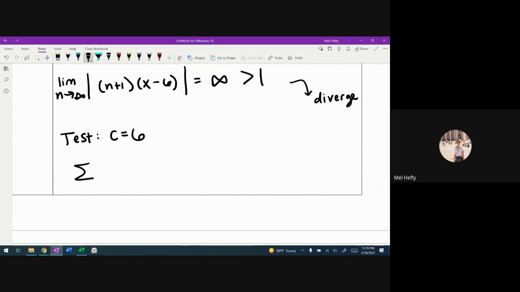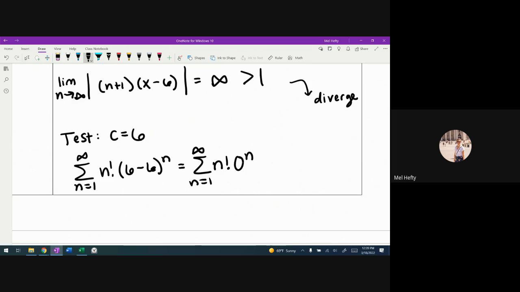So if I plug in 6, I'm getting n factorial. I'm plugging in 6 for x. Okay, cool. What's 6 minus 6? 0. All right, so I've got n factorial times 0 to the n.